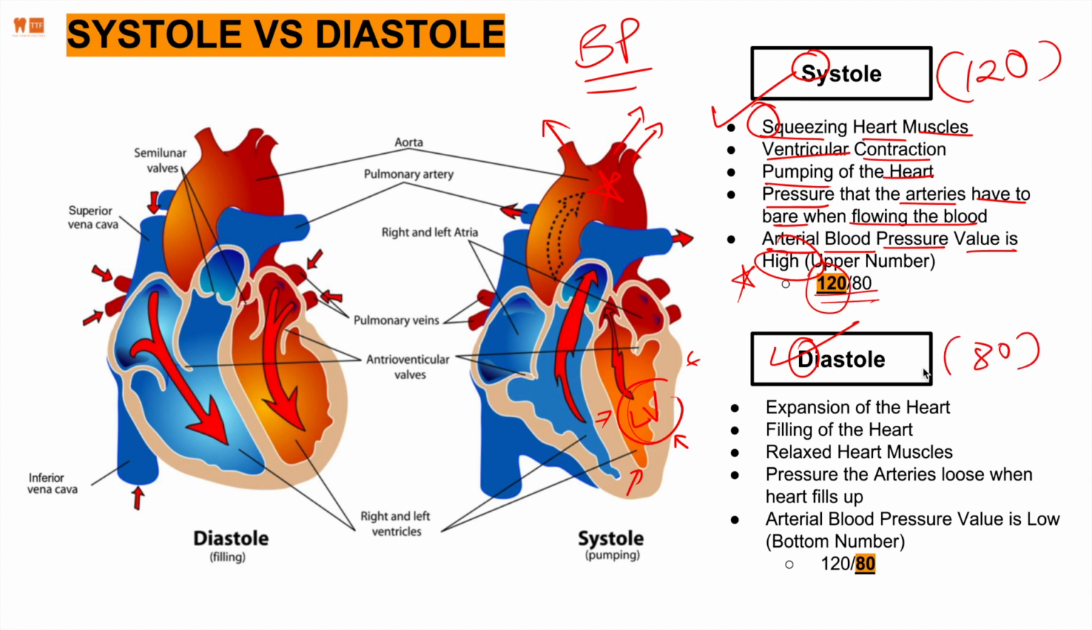Now, let's find out where that occurs. Diastole is the expansion of the heart. It's when the heart fills with all the blood and the heart muscles are relaxed. It's the pressure the arteries lose when the heart fills up. The arterial blood pressure value in this case will be low and will be the bottom number. In other words, think of it this way. When all that blood is coming from the pulmonary veins, from the lungs, or if the inferior vena cava is sending the deoxygenated blood to the ventricles, in all senses, the heart is expanding itself in its ventricular spaces. Correct? Can we imagine that?